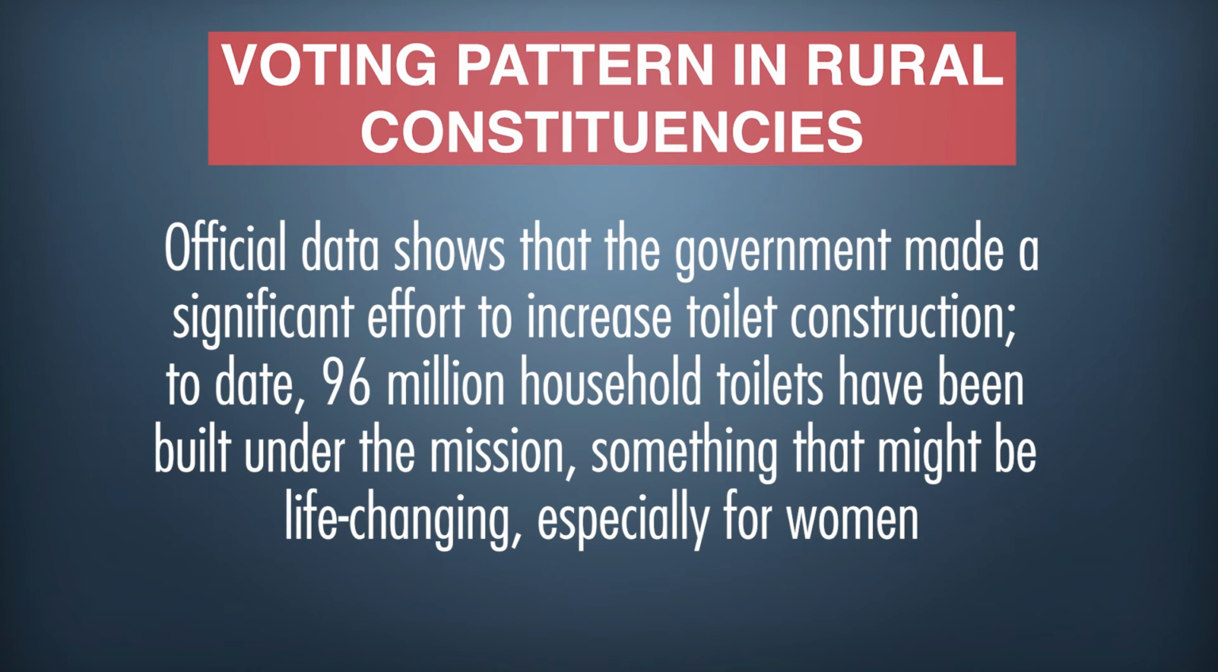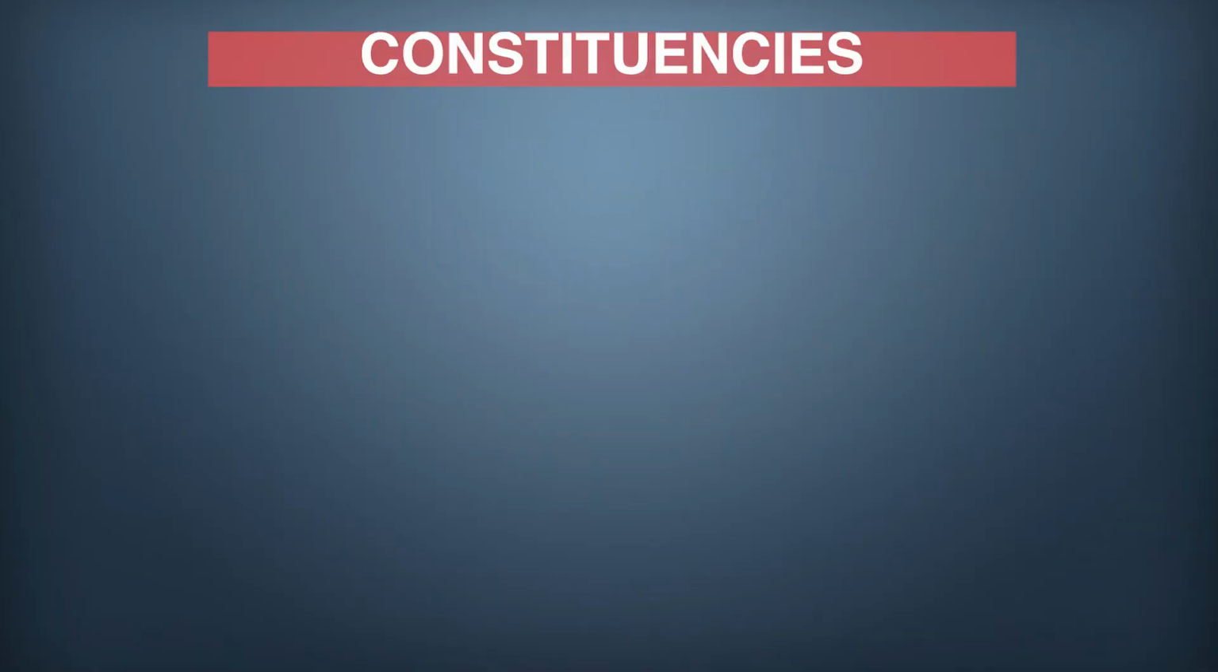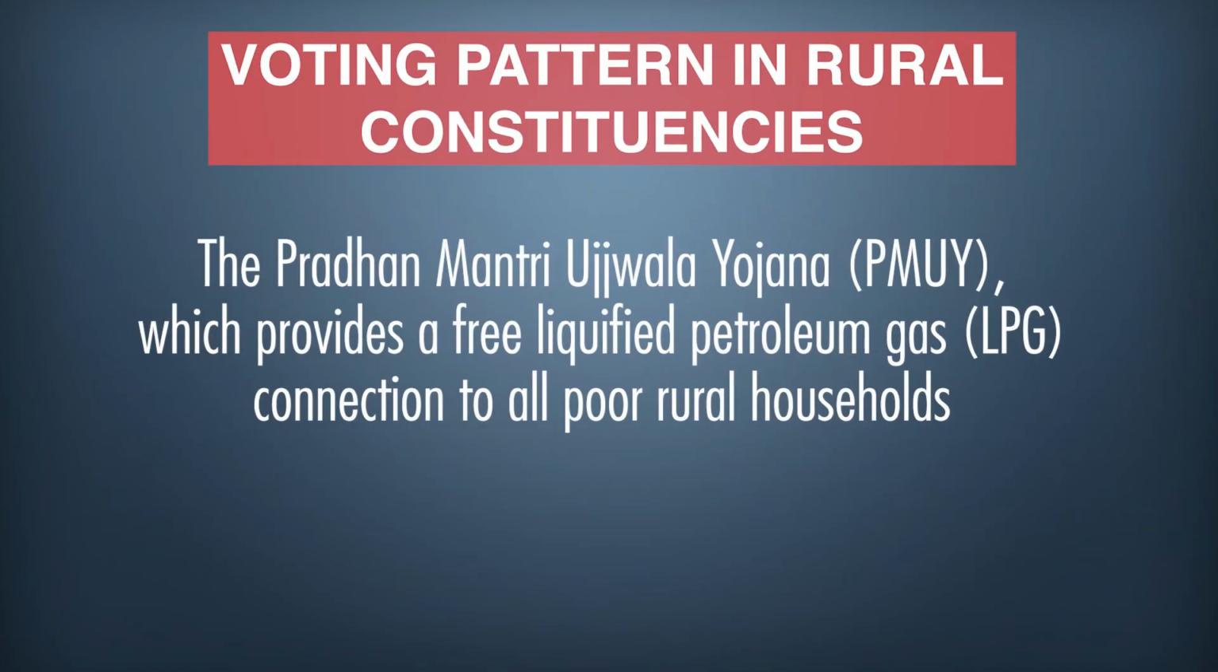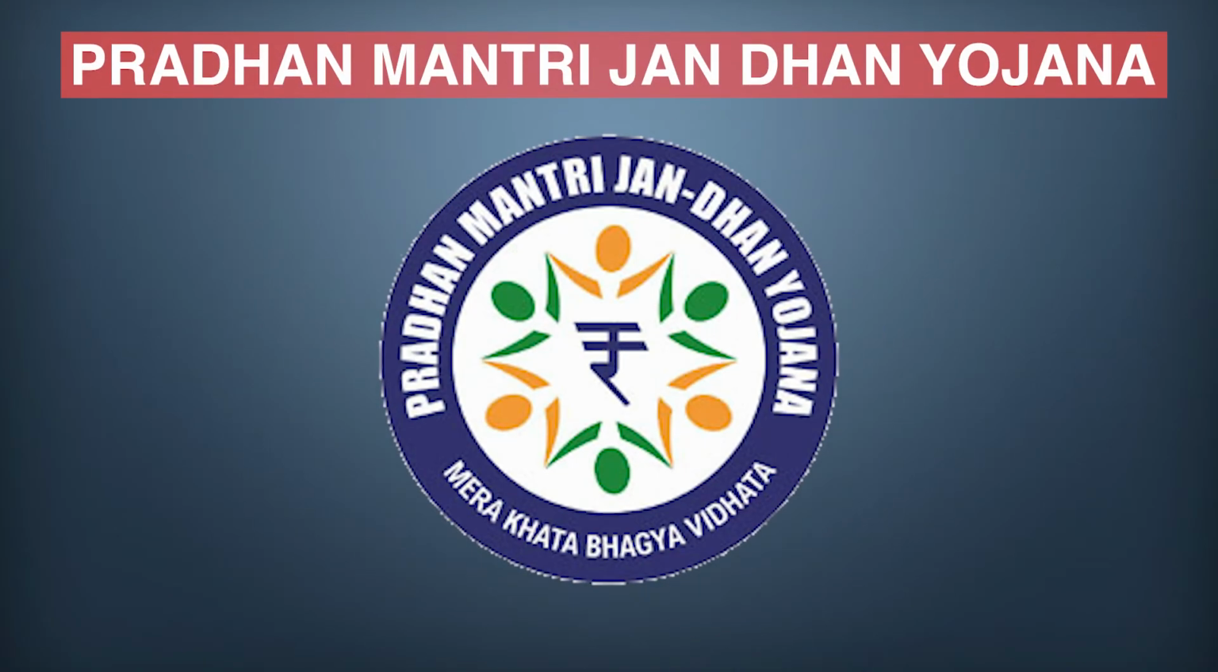Quite importantly, the BJP had also launched a number of women-centric schemes for the rural voters, like the Pradhan Mantri Ujjwala Yojana, providing free LPG to poor rural households. Another important area of focus for the BJP was financial inclusion of rural voters, and that was done through the Pradhan Mantri Jan Dhan Yojana, which was a reformed version of the UPA's financial inclusion program.